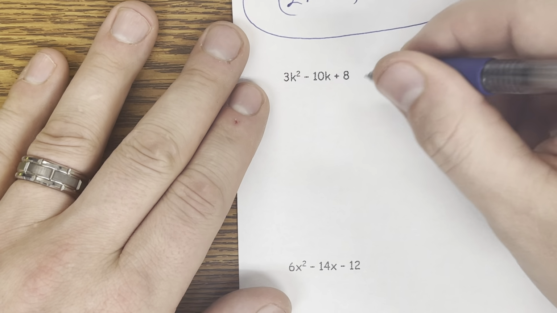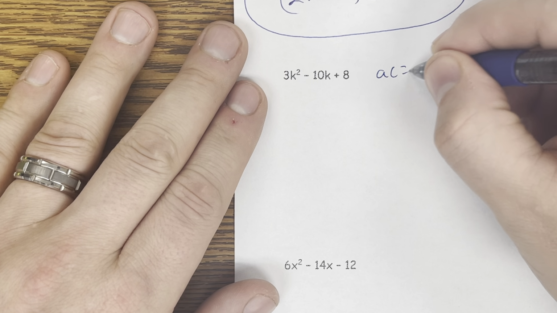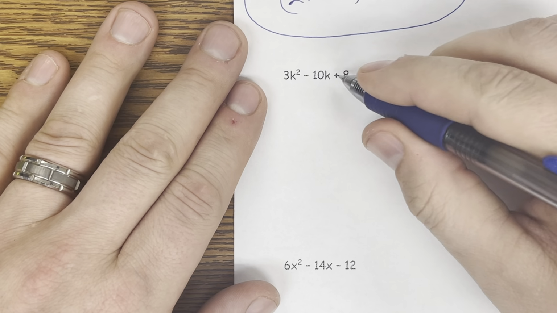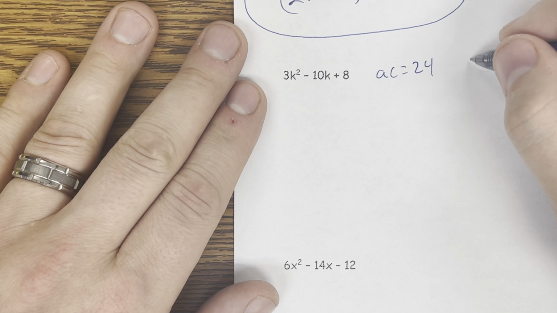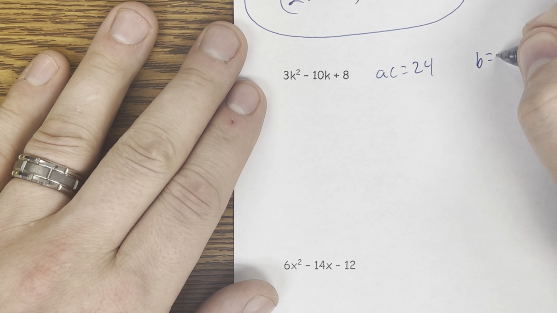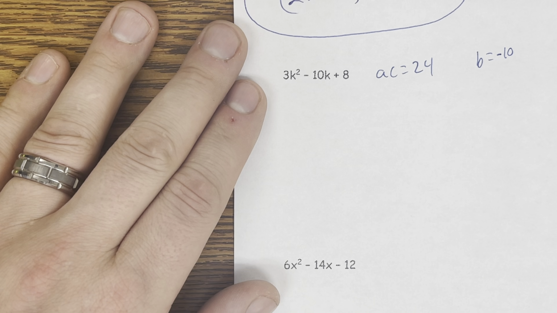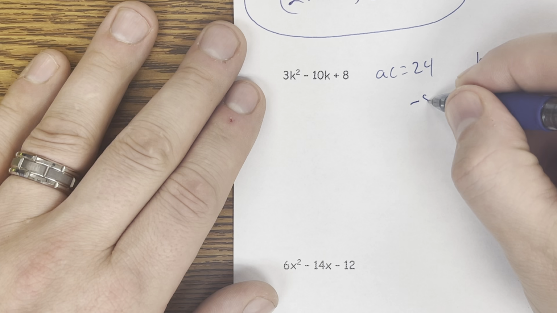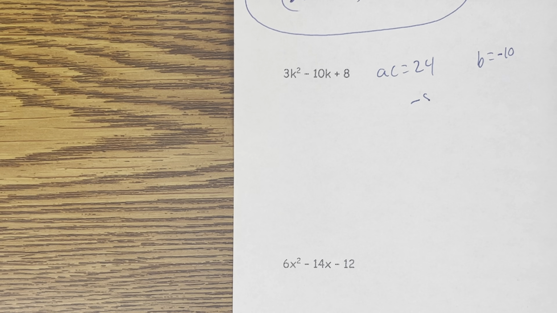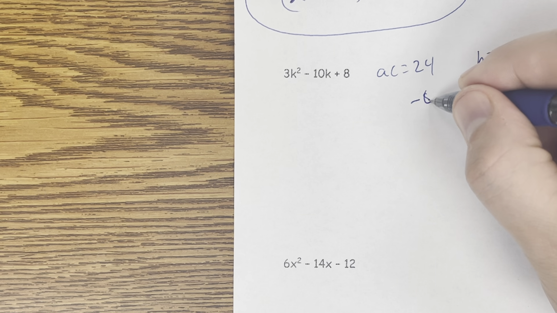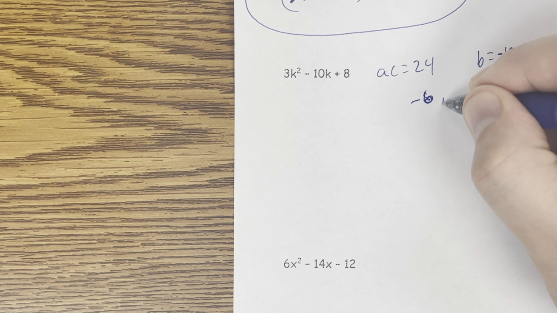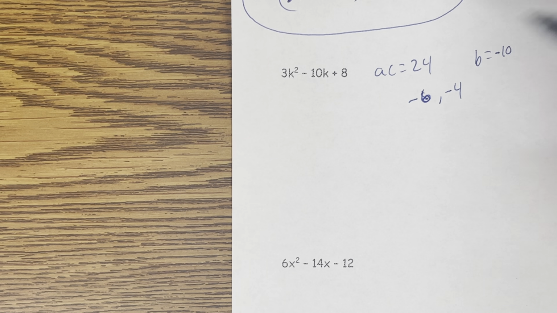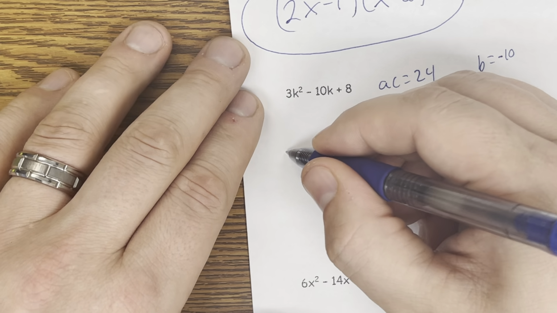All right, hopefully you had success. AC in this one is 24. It has to add up to -10, so I'm going to say B is equal to -10. Factors of 24 that add up to -10. I'm going to go with, hold on here, I almost chose the wrong one. -6 and -4. Negative times a negative would be a positive. Those are going to add up to -10.